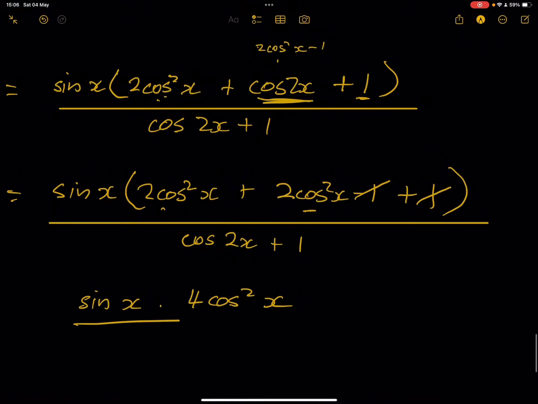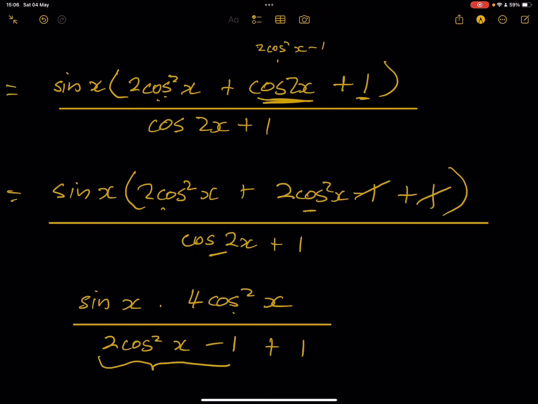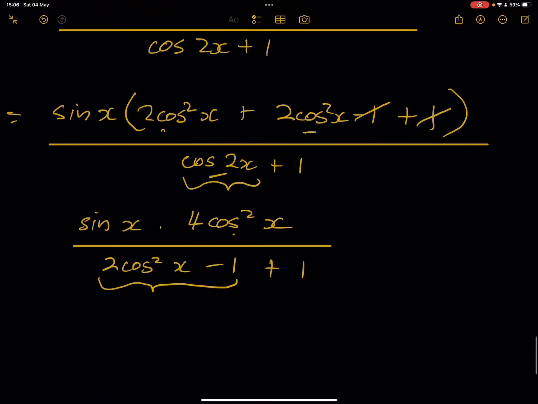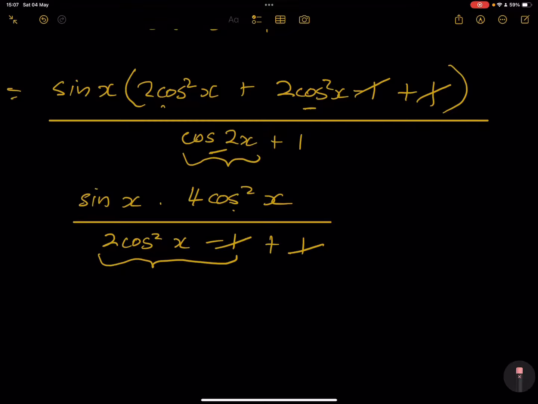This is divided by, now I've got cos squared over there. So let me convert this guy to cos squared as well. So this will be 2 cos squared of x minus 1 plus 1. So remember, this is the identity for this guy here. Cos 2x is 2 cos squared of x minus 1. And again, what happens? The minus 1 and the plus 1 cancel. But look at what else cancels. The cos squared.